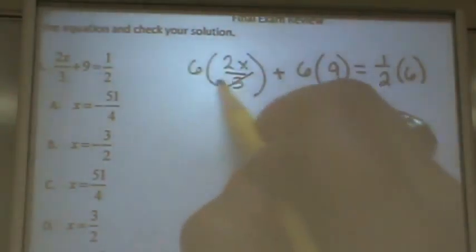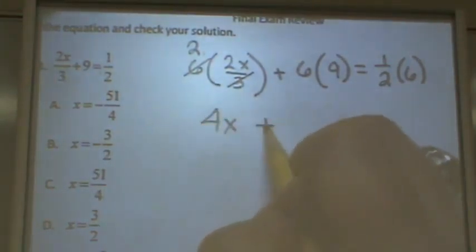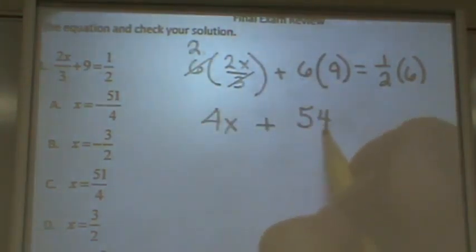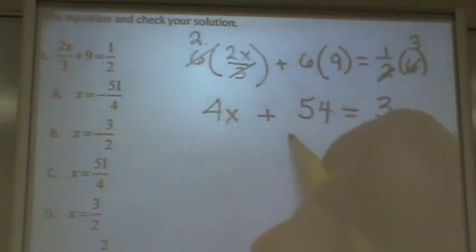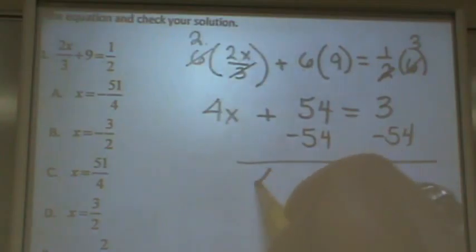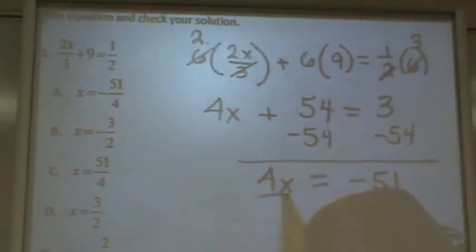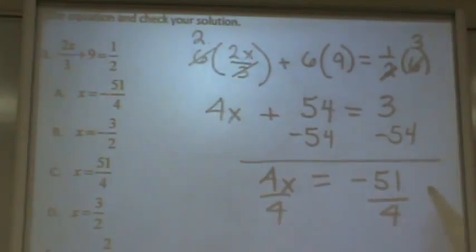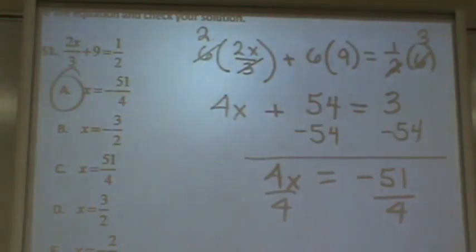Okay, 3 goes into 6 2 times, so 2 times 2x is 4x, plus 54 equals... 2 goes into 6 3 times, 3 times 1 is 3. So now this 54 gets subtracted. 4x equals negative 51, and then divide by 4. The answer should be A, negative 51 over 4.